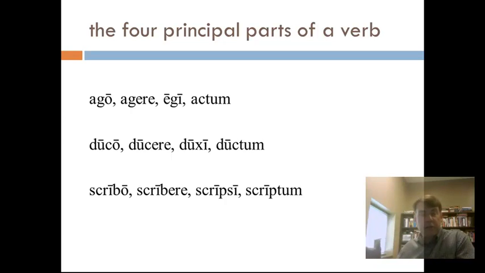Now, with this chapter, chapter 8, I want to point out some of these other forms. The first principal part is called the present system. The present system is built off of this first chassis, and that looks normal. It has a long O. What's the big deal? The infinitive has a short E in the third conjugation, but okay, fine, whatever. Agere, ducere, to lead, scribere, to write. No problem. I got that.